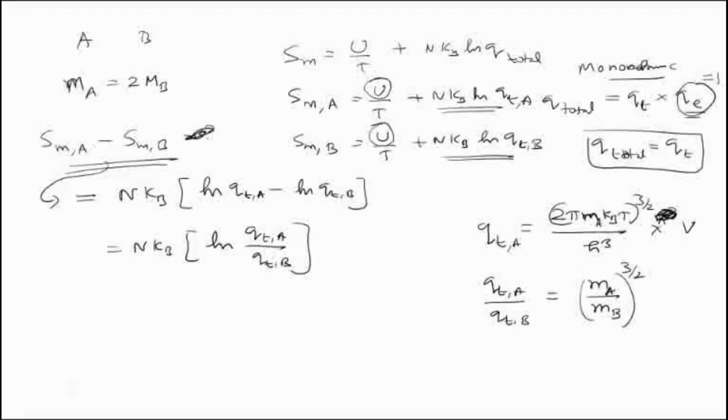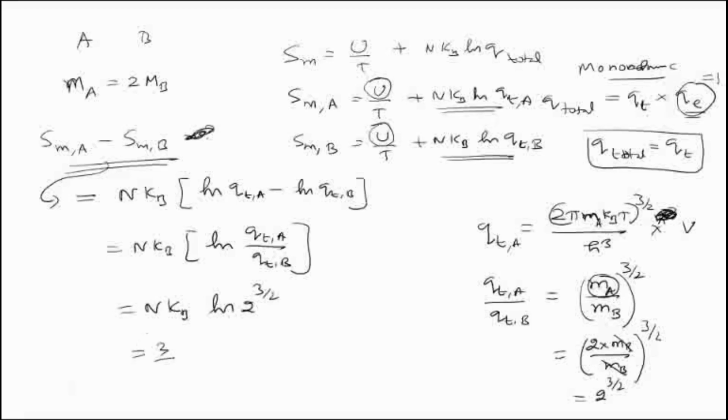Now it is given that mass of A is twice the mass of B. So in the place of mass of A, I'll put 2 into mass of B, by mass of B, whole power 3 by 2. MB gets cancelled. So you will get the value as 2 power 3 by 2. Substitute this value here. So you'll get N kB ln 2 power 3 by 2. Apply the power rule. Bring 3 by 2 to the front.